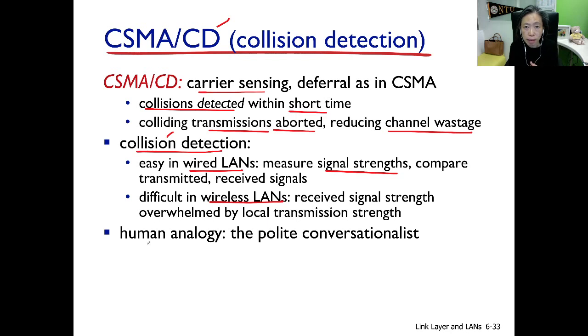Alright, so CSMA/CD, if we use human conversation as an analogy, would be a super polite conversation, where in case two of you are speaking at the same time, you quickly back down and then invite each other to speak first.